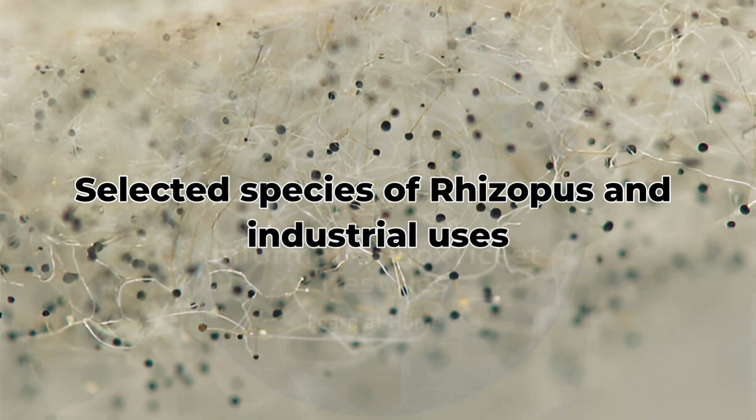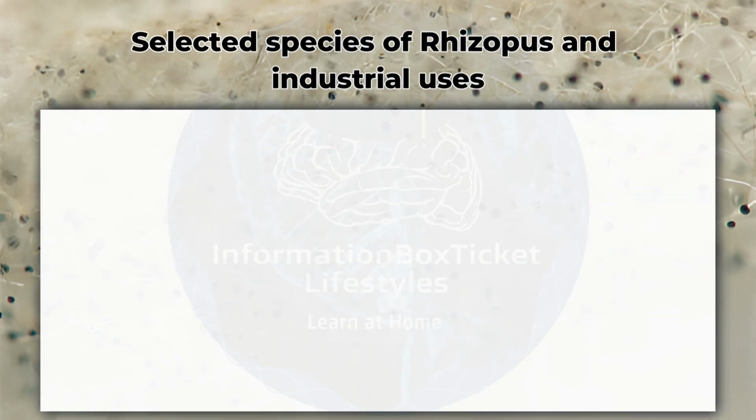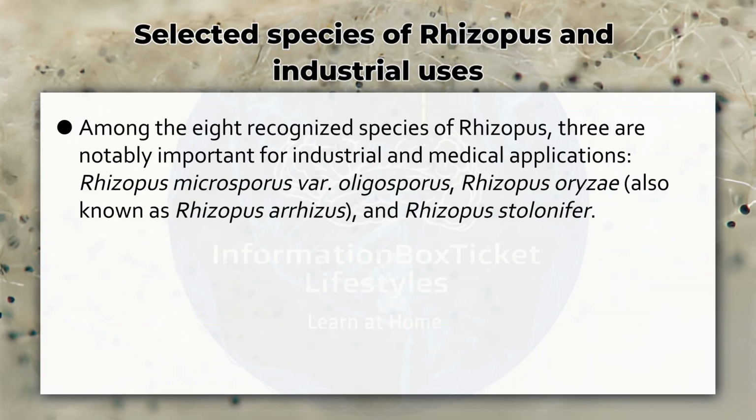Selected species of Rhizopus and industrial uses. Among the 8 recognized species of Rhizopus, 3 are notably important for industrial and medical applications: Rhizopus microsporus var. oligosporus, Rhizopus oryzae, also known as Rhizopus arrhizus, and Rhizopus stolonifer.